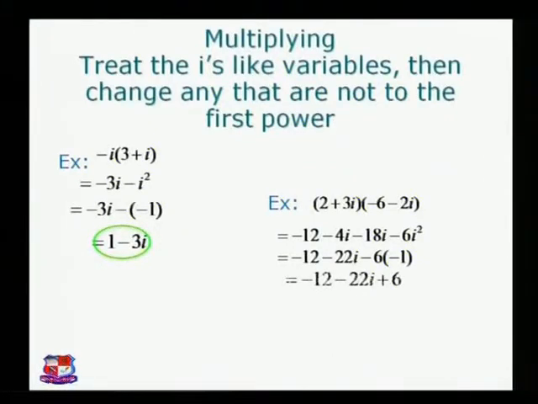So after all, we will get minus 12 minus 22i plus 6, which is the simplification of the multiplication of these two complex numbers.